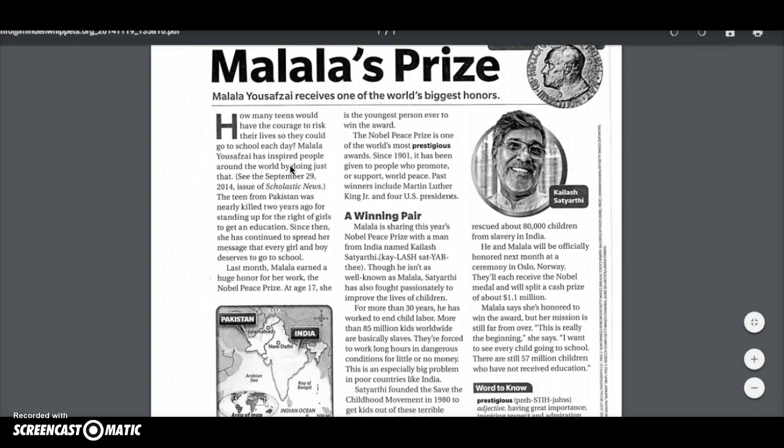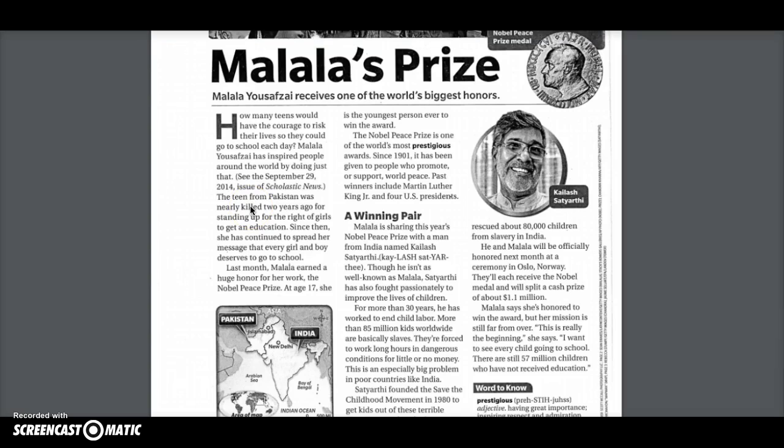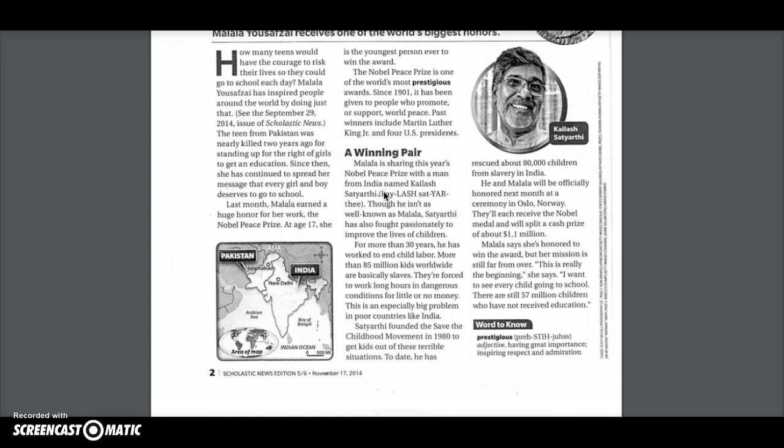As I read the article, I see that it's about Malala and what she did. She was a teen from Pakistan who stood up and was almost killed 2 years ago because she was standing up for the right for girls to have an education. Because of that, she ended up winning the honor of the Nobel Peace Prize. It tells me a little bit about the Nobel Peace Prize, and then it also tells me about who she shared the prize with.